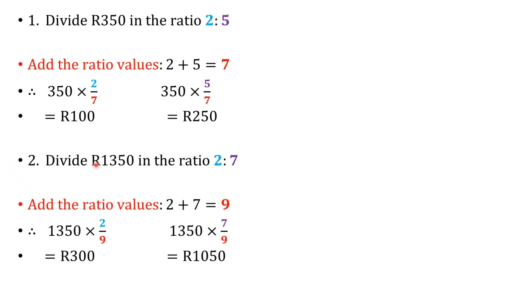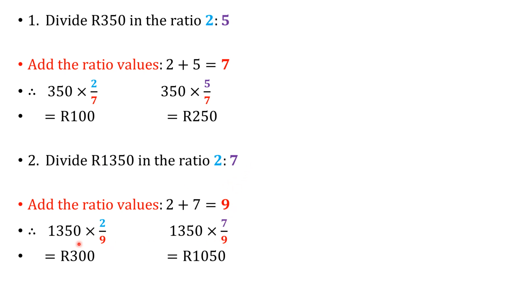Number 2, divide 1350 in the ratio 2:7. So again, because I'm dividing, I first add the ratios. So 2 plus 7 would then give me 9. So I have 1350 times 2 over 9. 1350 times 7 over 9.